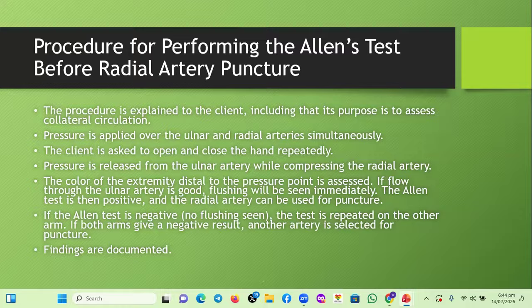Then pressure is released from the ulnar artery whilst compressing the radial artery. So what you do is release pressure on the ulnar artery, then maintain the pressure on the radial artery. Pressure on the ulnar artery is released. Pressure on the radial artery is maintained. What you see is that the color of the extremity that is distal to the point is assessed.